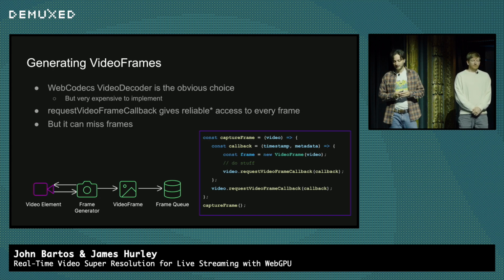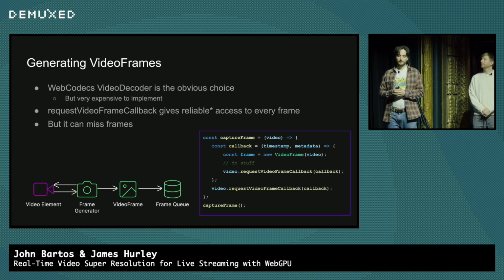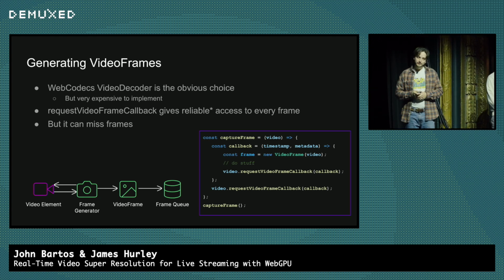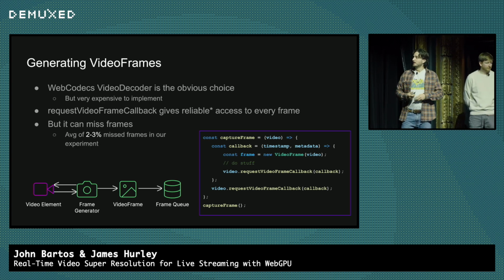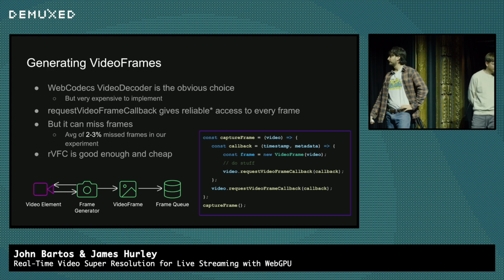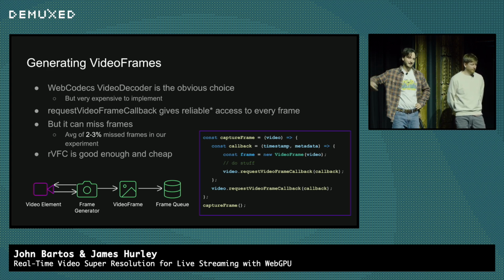RVFC has one big downside in which it can only run on the main JavaScript thread. And for those of you who aren't JavaScript nerds, the main thread on JS is where everything happens that you don't explicitly put in a worker and where all things like HTML and DOM updates happen. On a website like Twitch TV, this main thread can get pretty busy. And when it does get busy, we can miss frames. In our experiment, we saw an average of 2 to 3% of frames missed, which is not super bad, but higher than the 0 that we want. However, RVFC is good enough and cheap, and that's pretty much the implementation of it right there.